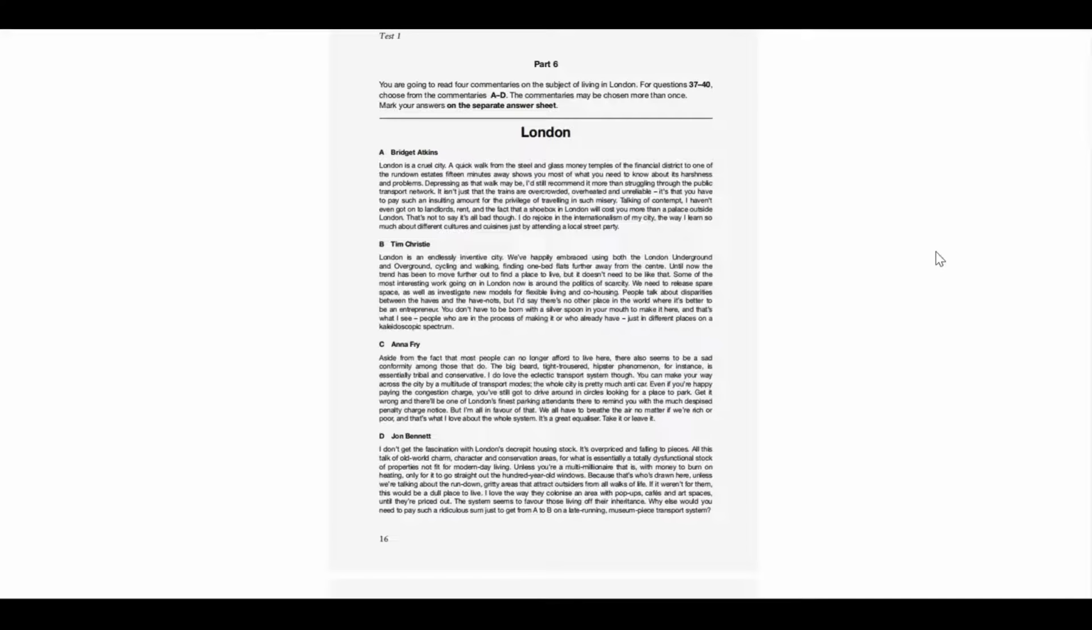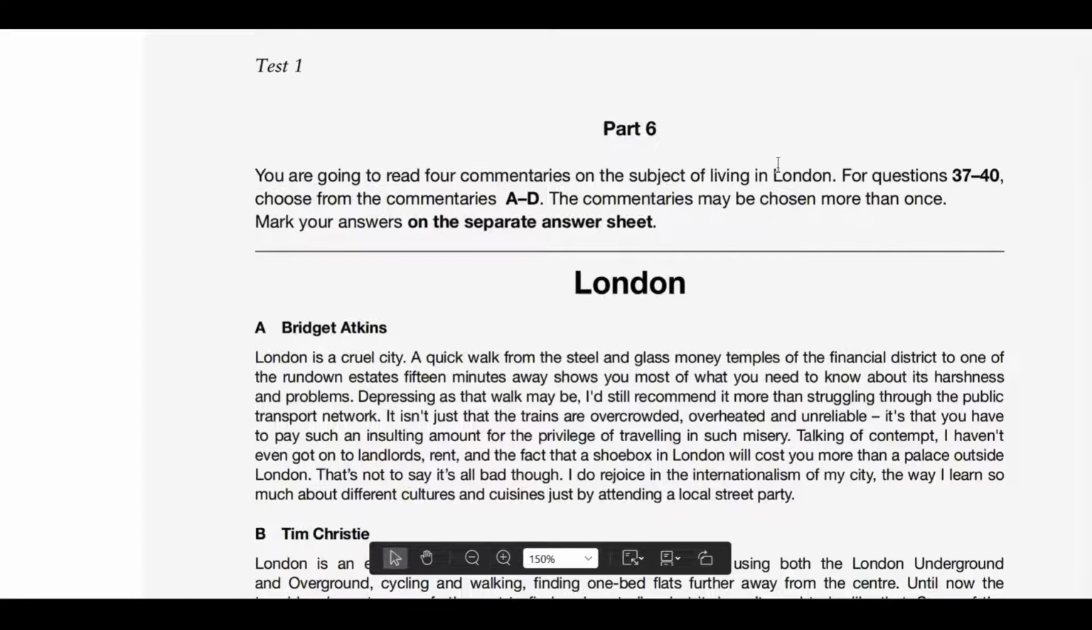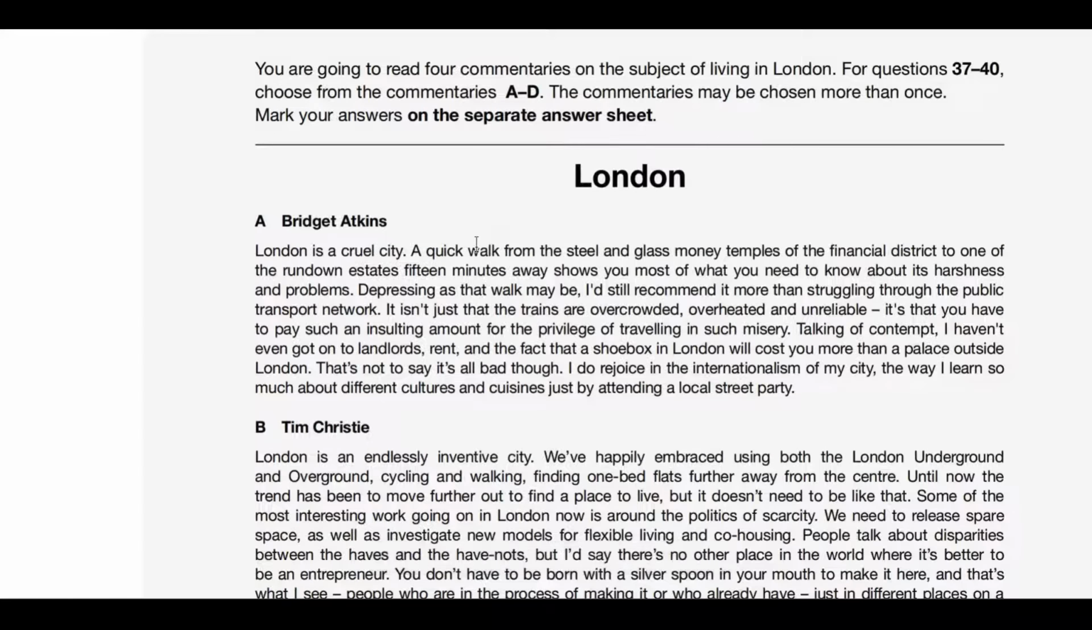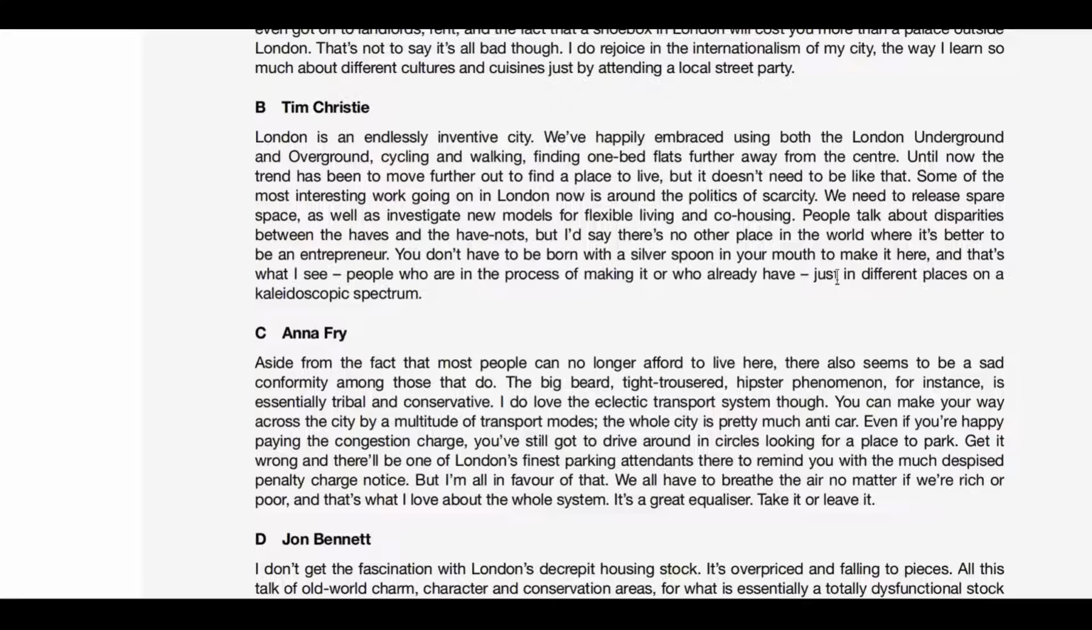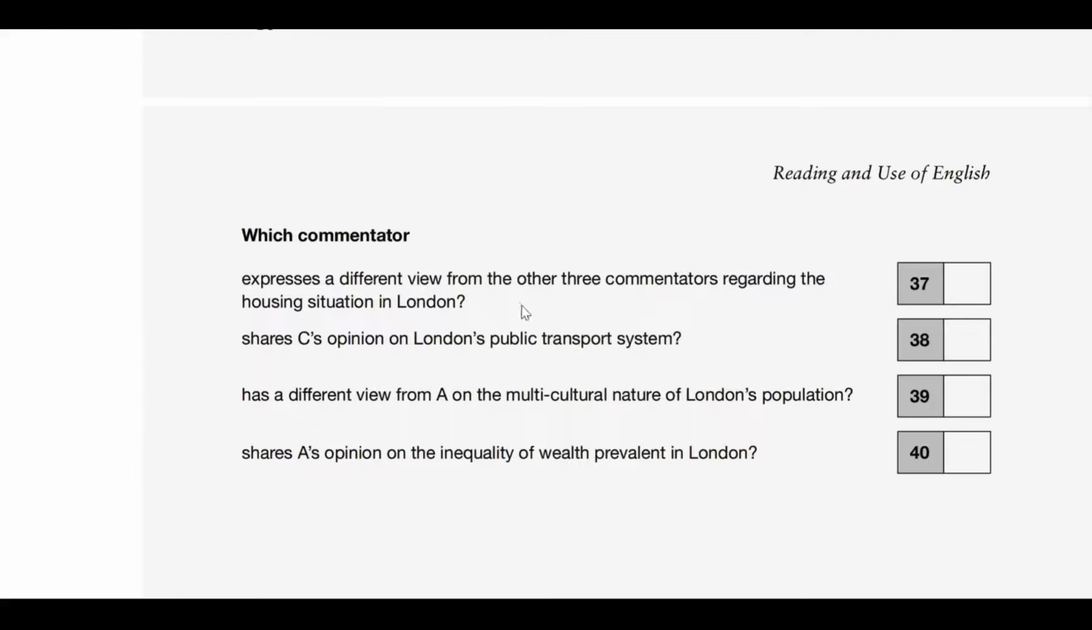Let's move on to part 6. Part 6 is very simply 4 people, or maybe 5 people sometimes, talking about one particular topic, and we can see here that our topic is about living in London. So these 4 people, A, B, C, and D, all talk about, I would imagine, problems that they have come across living in London. And for each of these 4 people, there are questions here that we need to answer.